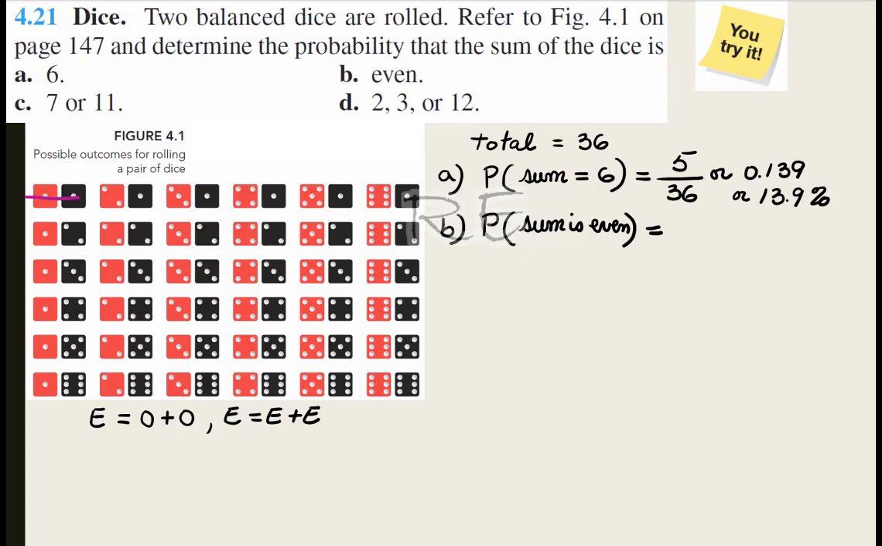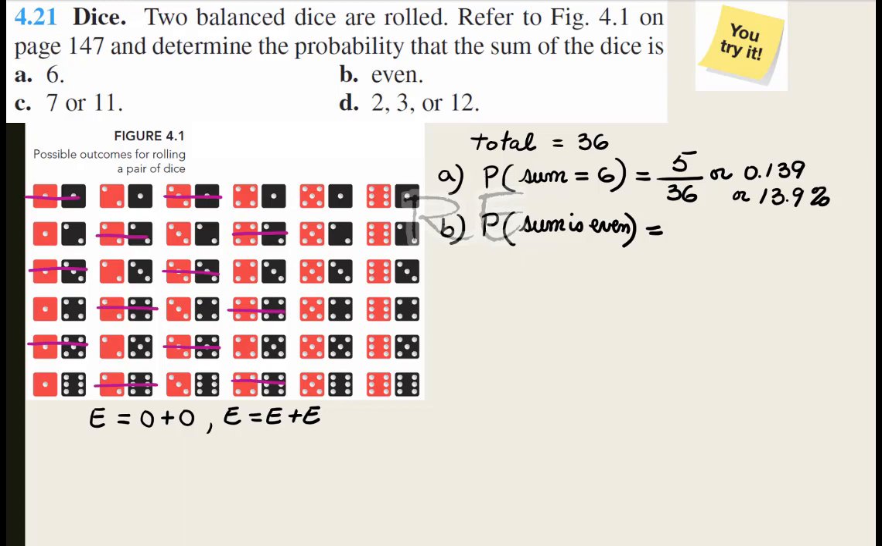If we look at the first column, 1 1, 1 3, 1 5, 1 1 is even, 1 3 is 4 even, 1 5 is 6 even. Second column, 2 2 even, 2 4 even, 2 6 even. Third column, 3 1 even, 3 3, 3 5. So we notice that we take half of each column. And the pattern continues.